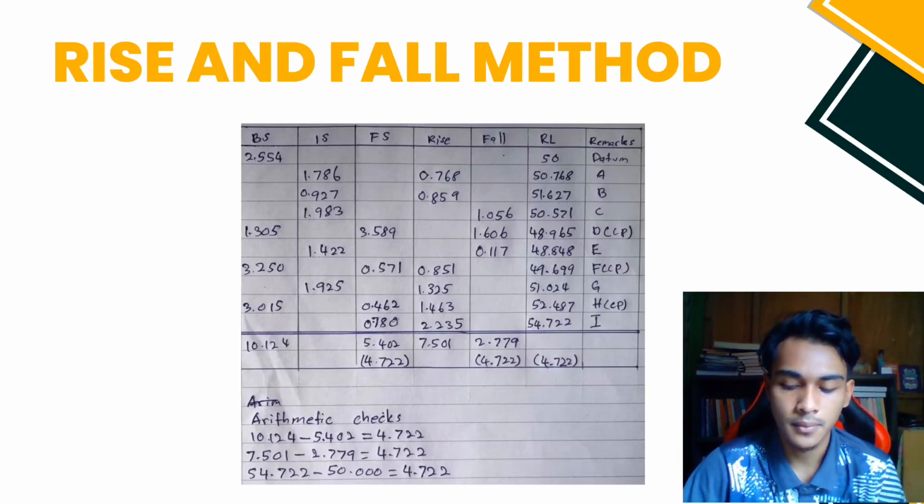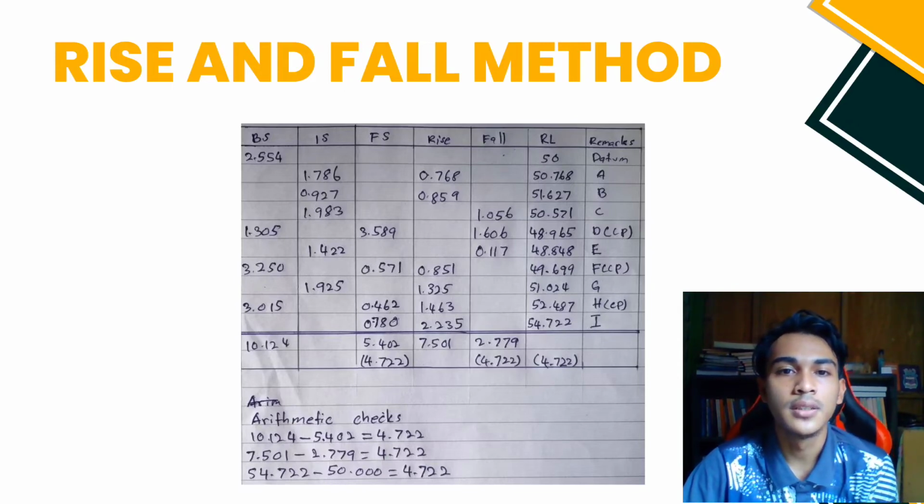Okay, first step, we have 2.554 minus 1.786, we will get 0.768. If the value is positive, we take it as rise, but if the value is negative, we put it at the fall. After that, 1.786 minus 0.927, we will get positive 0.859.